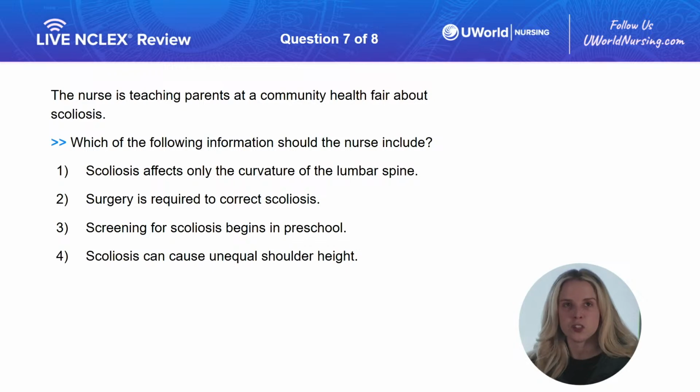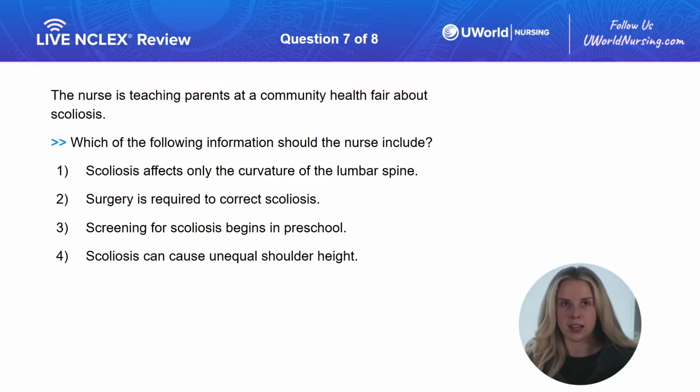Alrighty, so question 7, the nurse is teaching parents at a community health fair about scoliosis. Which of the following information should the nurse include? 1, scoliosis affects only the curvature of the lumbar spine. 2, surgery is required to correct scoliosis. 3, screening for scoliosis begins in preschool. Or 4, scoliosis can cause unequal shoulder heights. Alrighty, drop those answers in the chat.